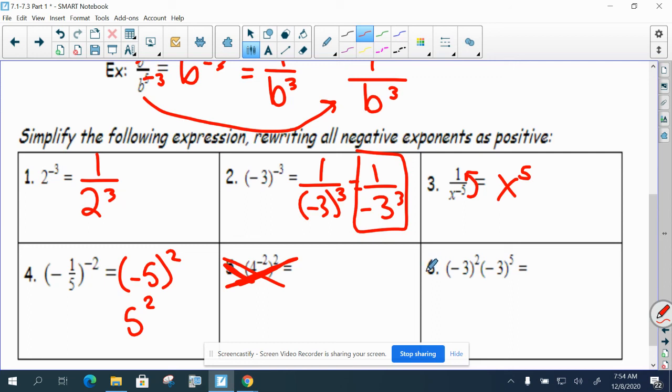For number 6, what we're going to do first is add the exponents here, because we're multiplying. So this would be negative 3 to the 7th. And then we will get rid of the parentheses. The exponent is odd, so the negative sign stays.